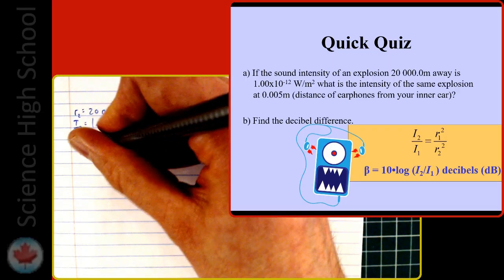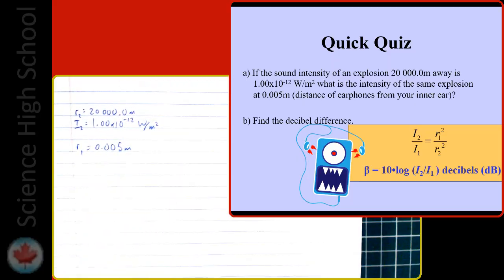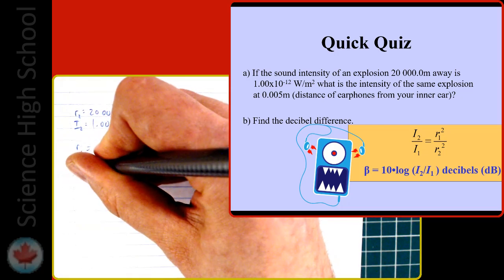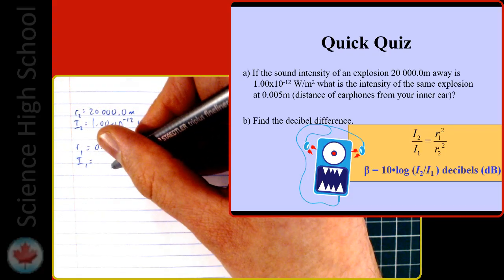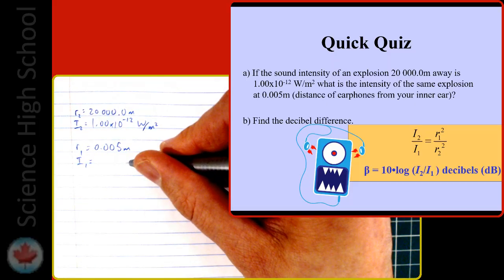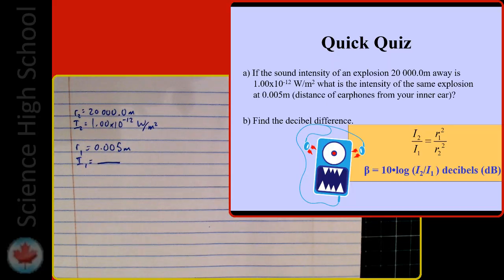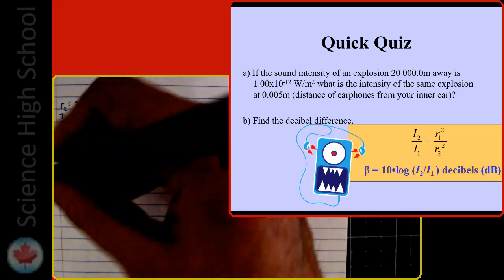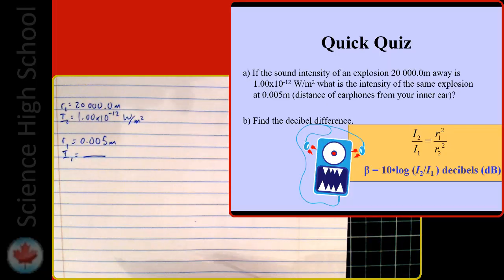R1 was equal to 0.005 meters away, half a centimeter. And we want to know how intense that would be, right up inside your ear. So imagine there's two people, one that's 20 kilometers away, and the one that's right on top of this sound. It's being played in their ear. All right, so our equation, you can see it in the bottom right-hand corner of the slideshow, is, you know what, I'm looking for I1.